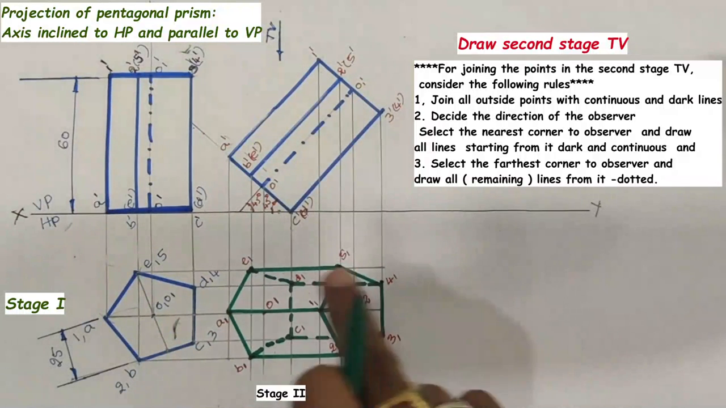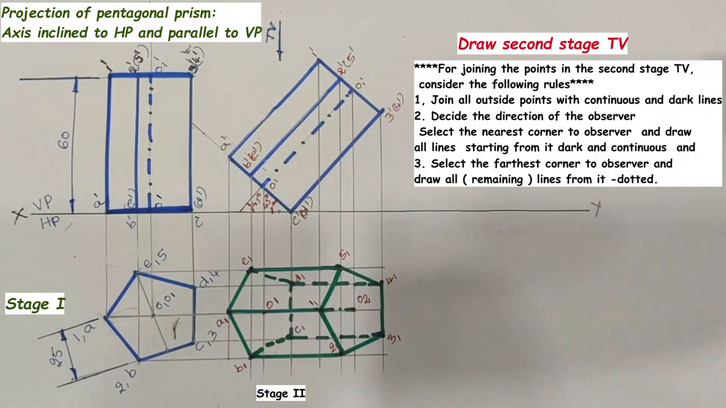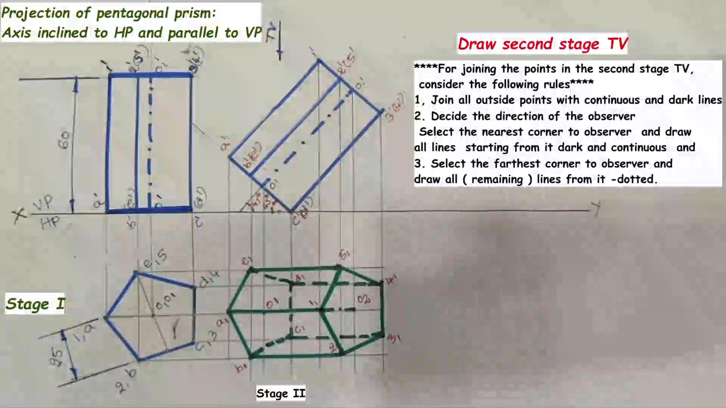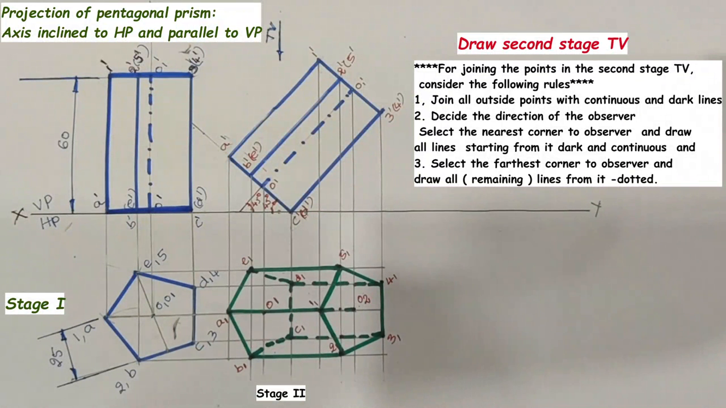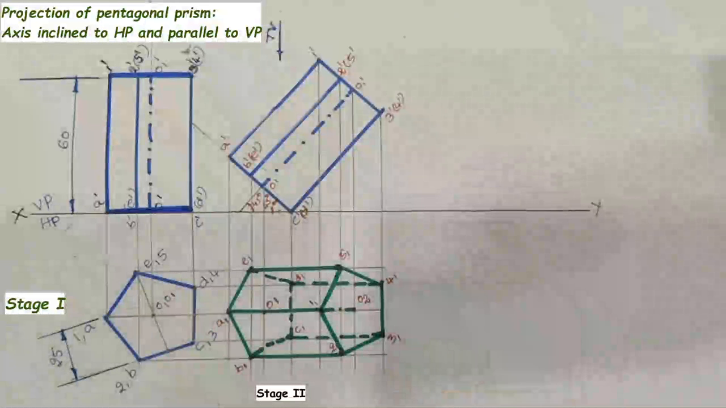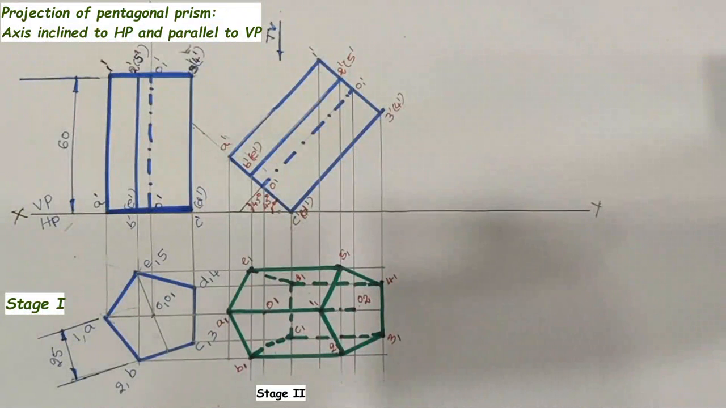For joining the points in the second stage top view, we considered rules. What are these rules? As a first step, we need to join all outside points with continuous dark lines. Second step, identify the direction of the observer and the corner which is very near to the observer, and that corner containing all edges is to be continuous and dark. And third condition, identify the corner which is furthest from the observer and nearer to the XY line, and that corner containing the remaining sides is to be hidden. This is the second stage top view. With this we completed the second stage solution.